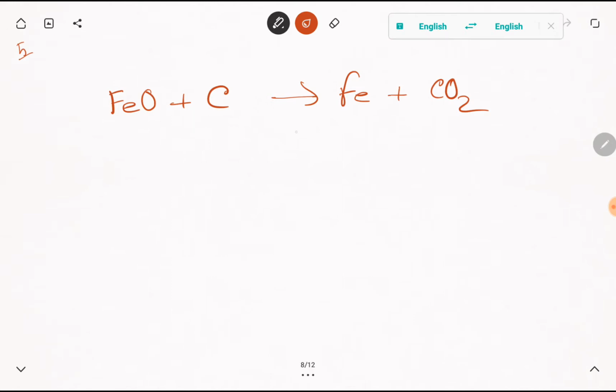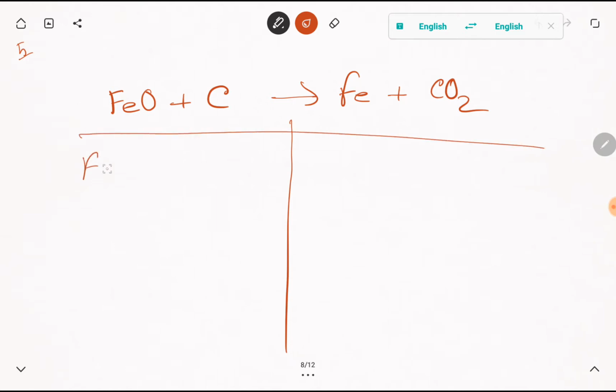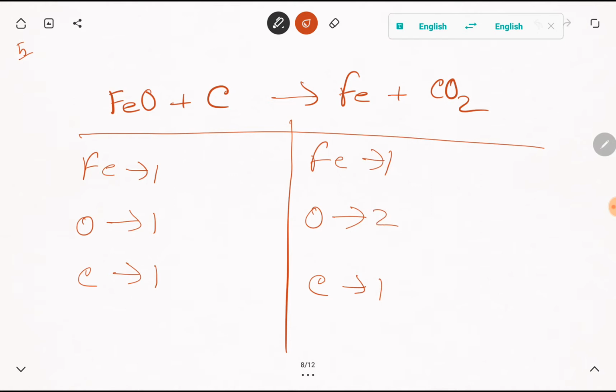How to balance this reaction? Okay, let me draw a table like this. In the left hand side we have iron, that is 1, then here we have oxygen, that is 1, then carbon, that is 1, then here we have iron 1, here we have carbon, that is 1, then we have oxygen, which is 2. Okay, look, balancing this reaction means we have to balance the number of iron, oxygen and carbon from both sides.